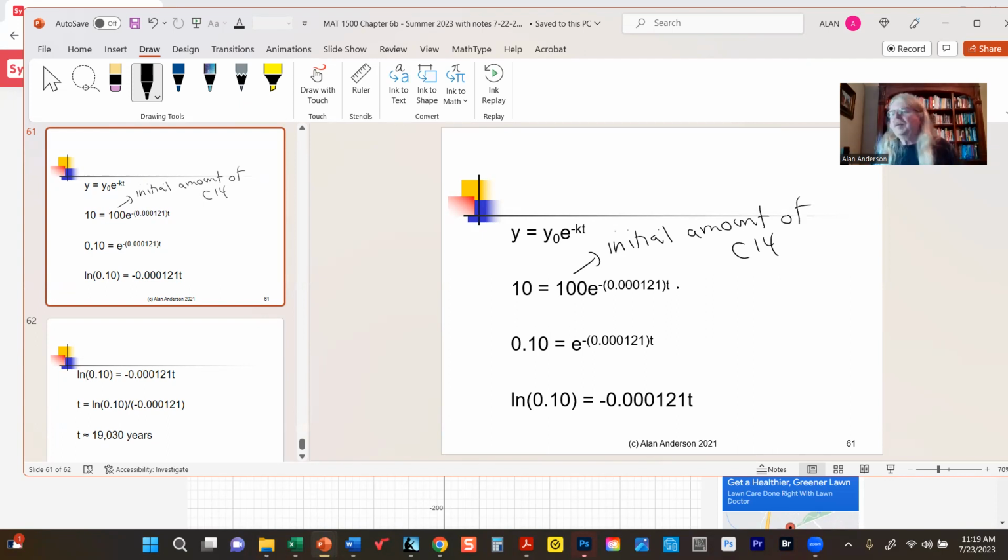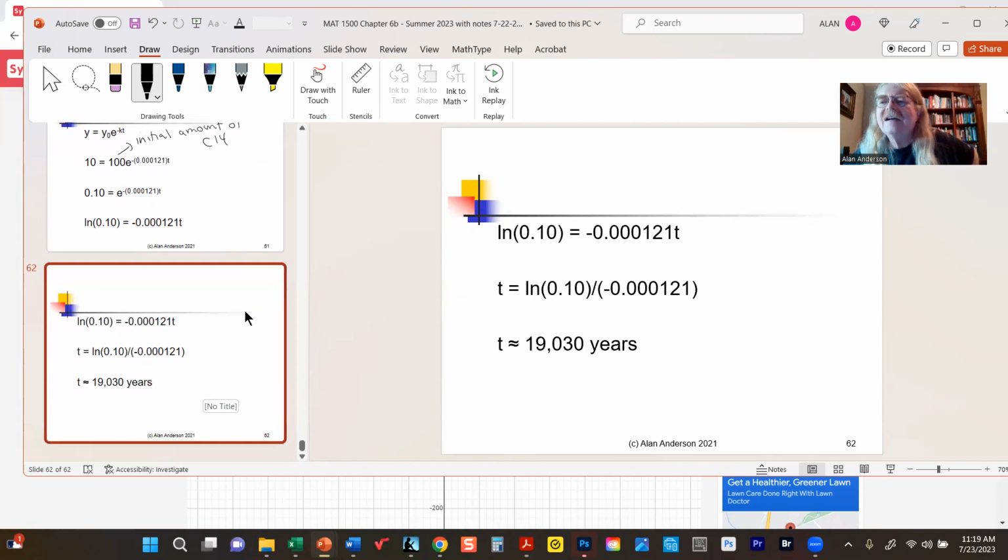Remember, carbon itself, the atom carbon, has an atomic number of 12. Carbon-14 is an isotope that takes on 2 more neutrons. So anyway, 10 is where we are now. After doing some algebra, of course, taking the log of both sides, this is interesting. According to this, the artifact is 19,000 years old.